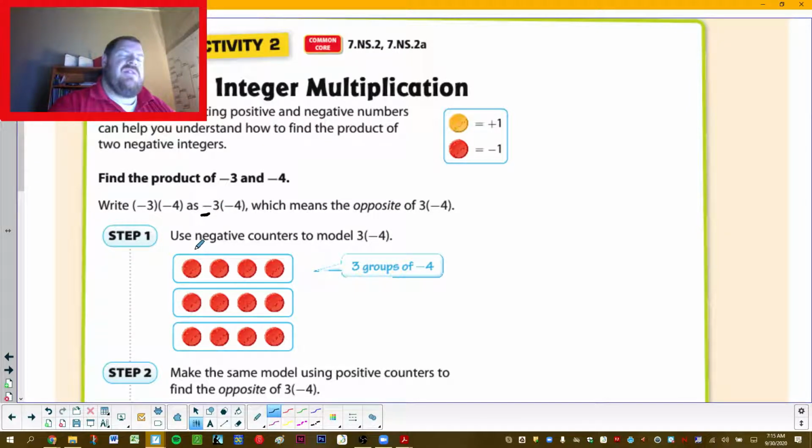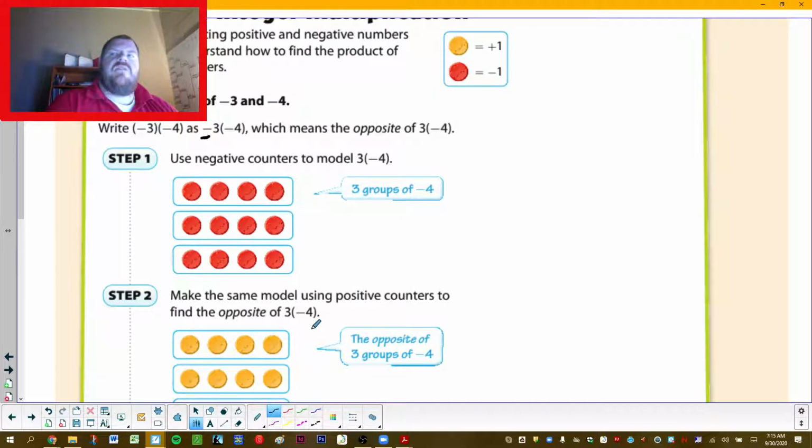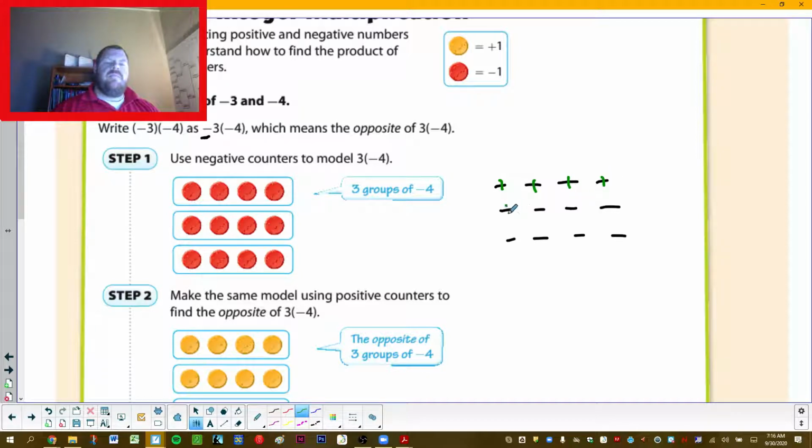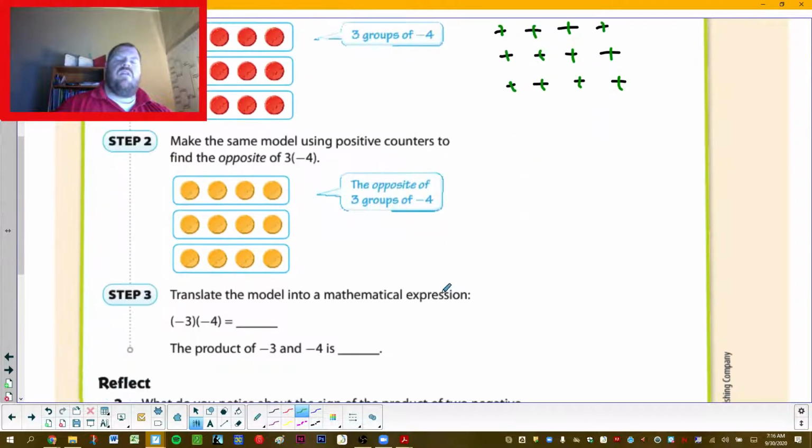So 3 times negative 4 just means 3 groups of negative 4. Okay? So here's one group of negative 4, one group of negative 4, and our third group of negative 4. Now, I want to think about the opposite of that. So if I were using the actual counters, I would take all those and just flip them over, right? But basically it means that if I'm doing it by hand, I'm saying I have negative 4, and negative 4. And then I want to think about the opposite of that. So I'll turn them all into their opposites. And that gives us an answer of positive 12.